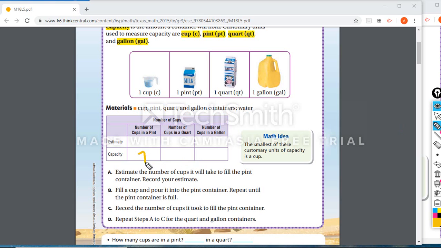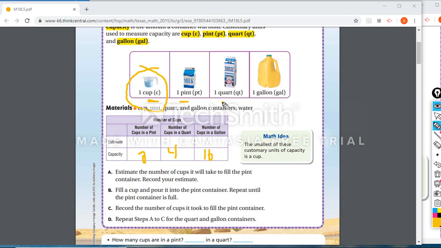Well, it takes 2 cups to make 1 pint. It takes 4 cups to make 1 quart. And it takes 16 cups to make 1 gallon. Now, if we would have been in the classroom, we would have had a gallon. We would have been doing this hands-on. I can't do that right now because I don't know if everyone has these handy. But as long as we know this right now, know that the cup is the smallest customary unit of capacity.